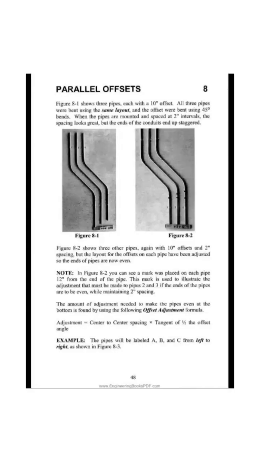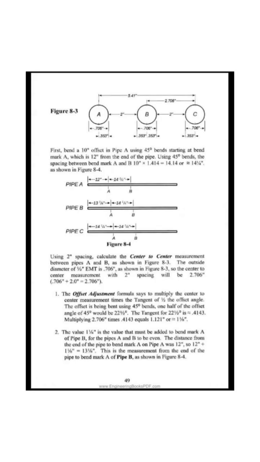Example. The pipes will be labeled A, B, and C from left to right, as shown in Figure 8-3. First, bend a 10 inch offset in pipe A using 45 degree bends, starting at bend mark A, which is 12 inches from the end of the pipe. Using 45 degree bends, the spacing between bend marks A and B is 10 inches times 1.414, equals 14.14 or 14¼, as shown in Figure 8-4.